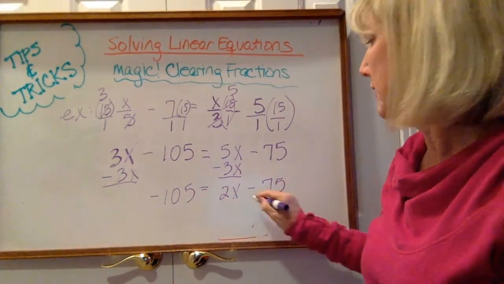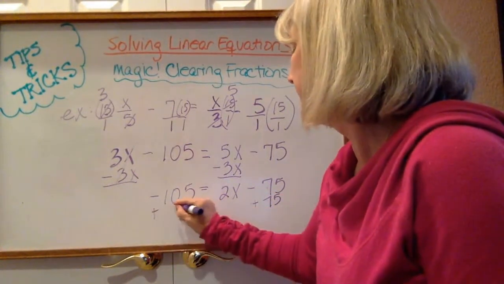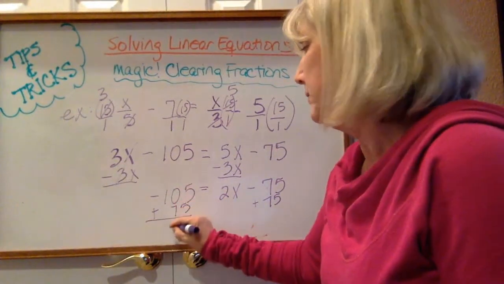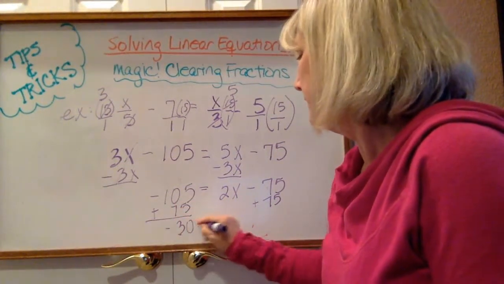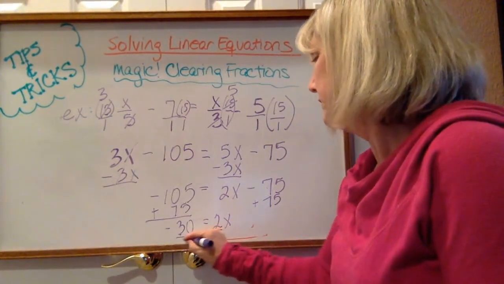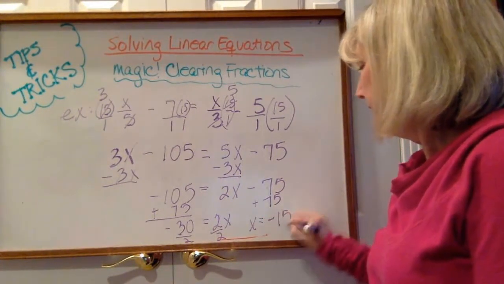So now we just need to solve for x, which means we add 75 to both sides. And this negative number is bigger, so we get negative 30 equals 2x. Last step is to divide by 2. So we get x equals negative 15.